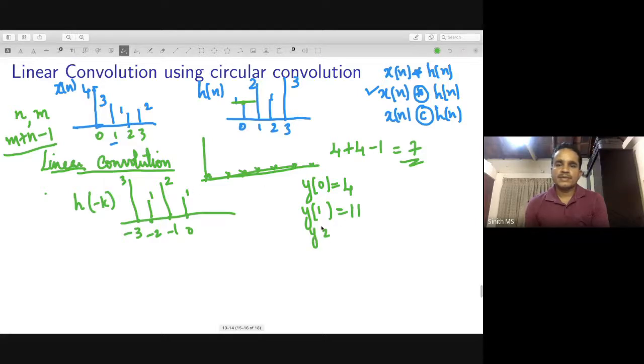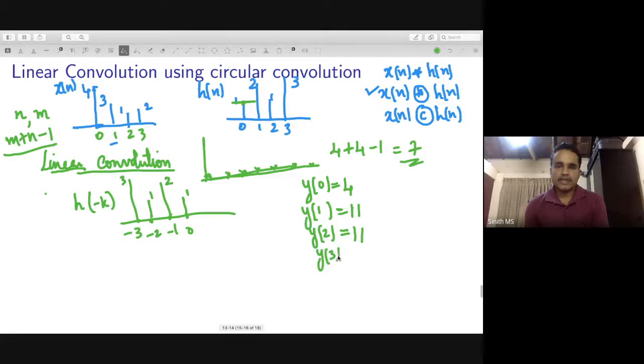What will be y of 2? Again, you shift it by a factor of 1. So 1 into 1 plus 3 into 2, 6 plus 1, 7. 7 plus 4, 11. Again, 11. If there is any mistake, please tell me.